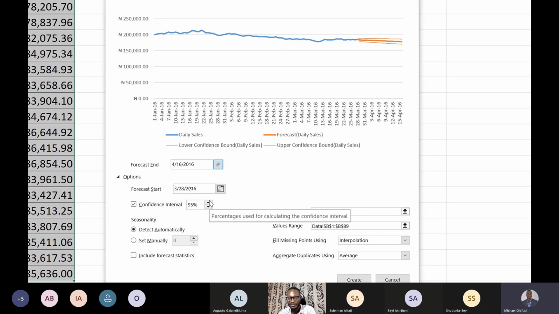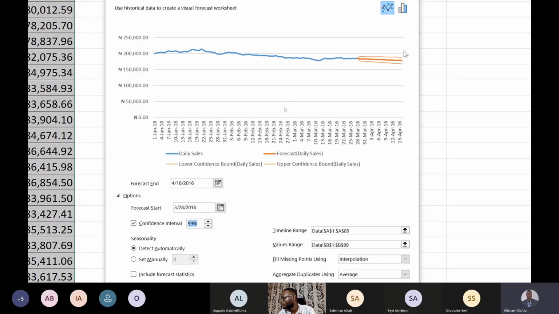So you can say you want something that is very, very restrictive so that the error margin will be very small. Then you increase the confidence interval. So the more you increase the confidence interval, the more the upper and lower bounds will increase. So it will give you a bigger range of expectation. But 95% is not bad. So let's take it back to 95%. So with 95%, you are able to say, within this upper and lower bound, your forecast will lie there.